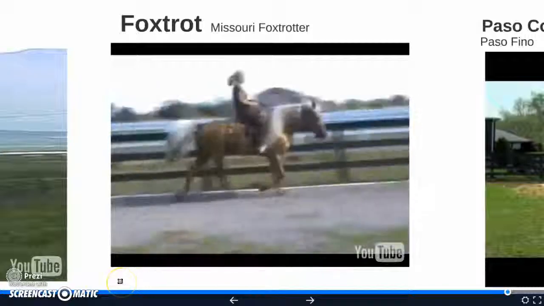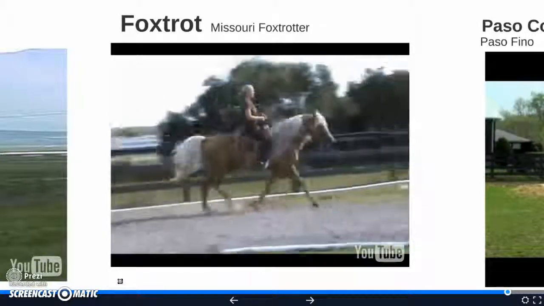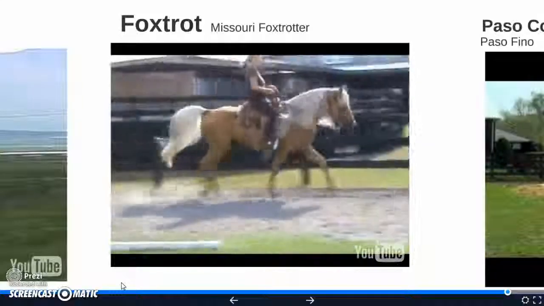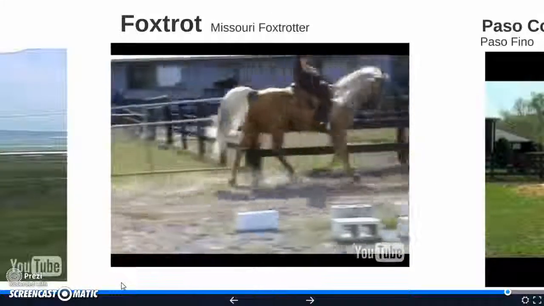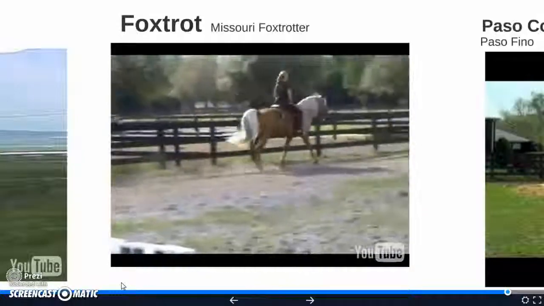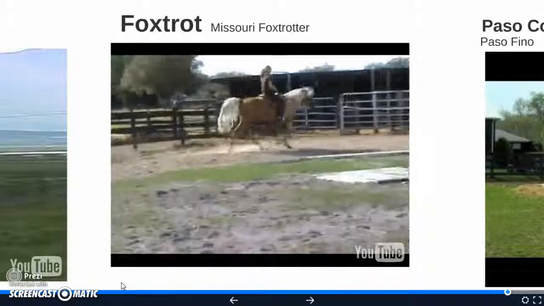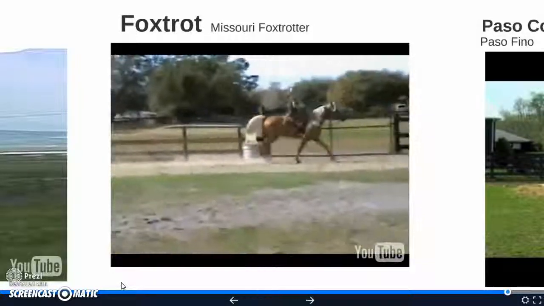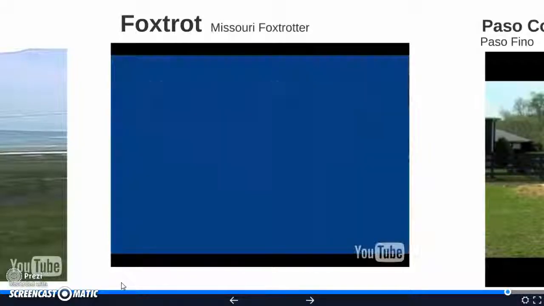Next, we have the very strange foxtrot, as performed by the Missouri Foxtrotter. The foxtrot is sort of an amalgamation or combination of the walk and trot. They walk behind and trot in the front.